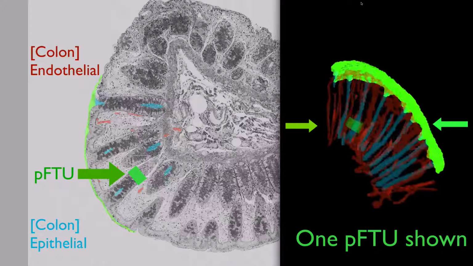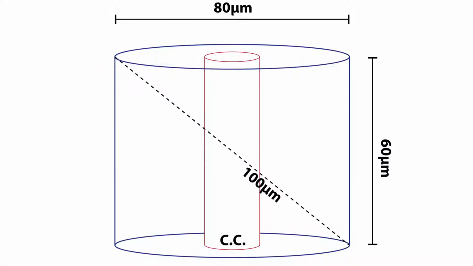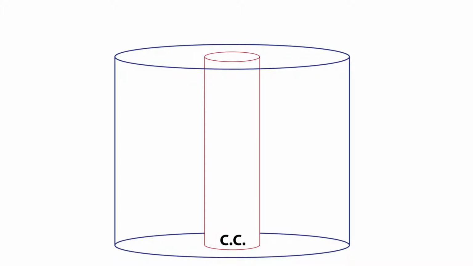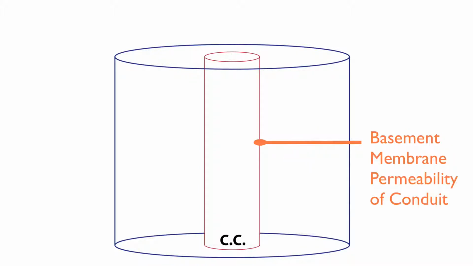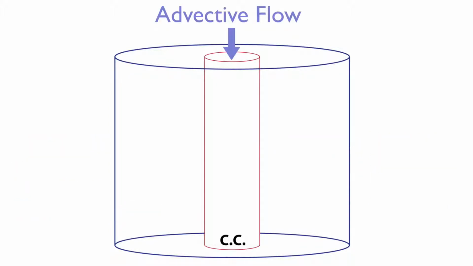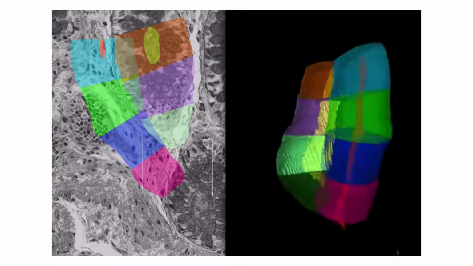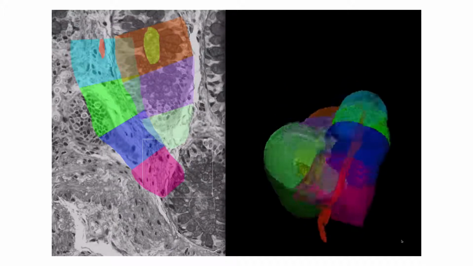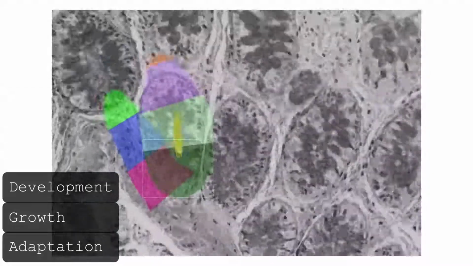the tissue-specific and molecule-specific data about permeability and flow relevant to the regulation of molecular interaction, such as membrane permeability of the cellular constituents of a PFTU, permeability of the central conduit wall, as well as the parenchymal cuff around it, flow of the central advective conduit, and the degree of overlap between the diffusive fields of neighboring PFTUs as a result of processes such as development, growth, as well as physiological or pathological adaptation.